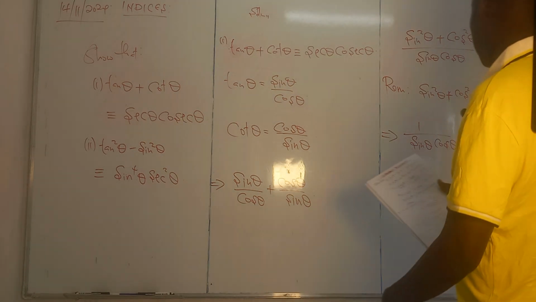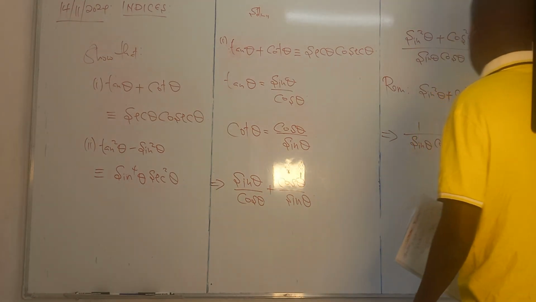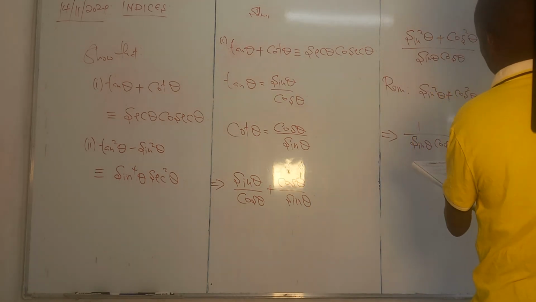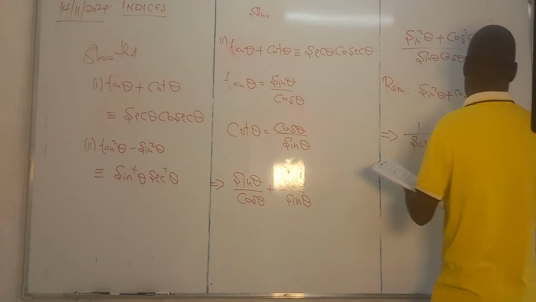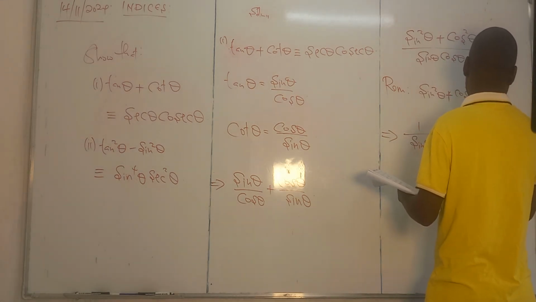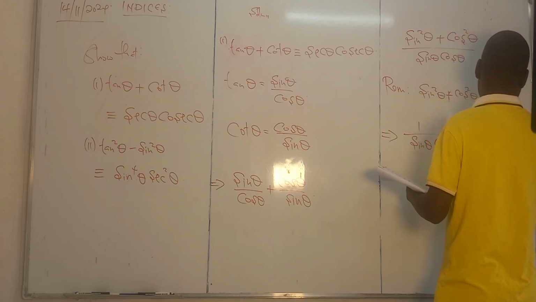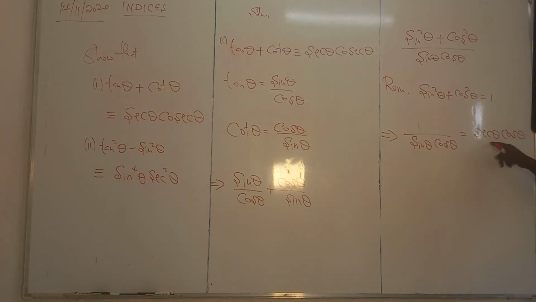And 1 over sin theta cos theta is what we refer to as sec theta cosec theta. So sec of theta times cosec of theta is equivalent to having this. So in other words, again, sec theta cosec theta is also the reciprocal of the whole of this.